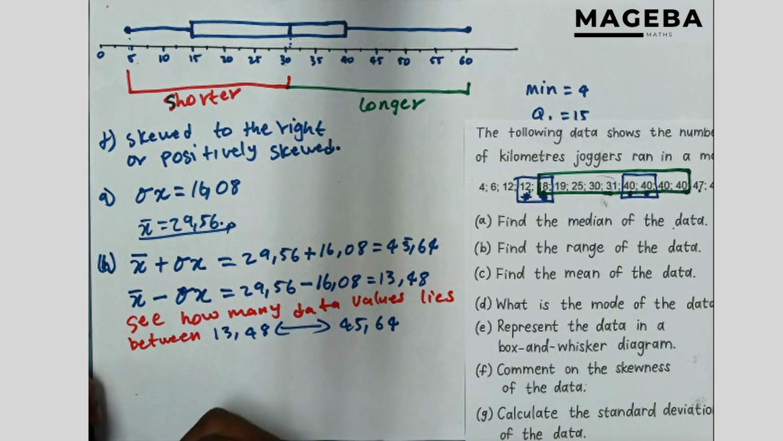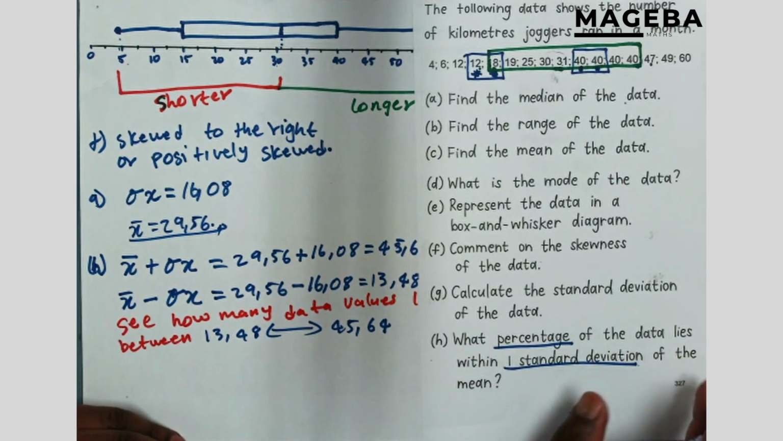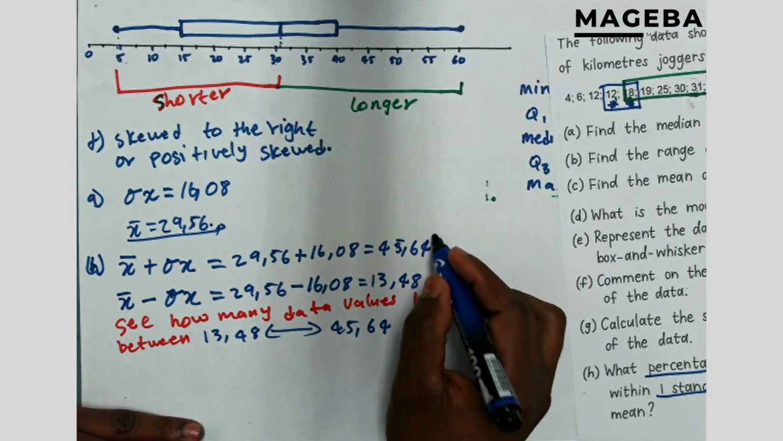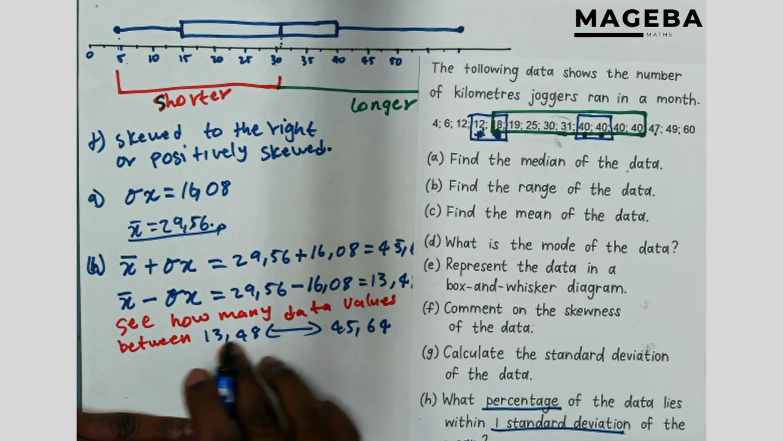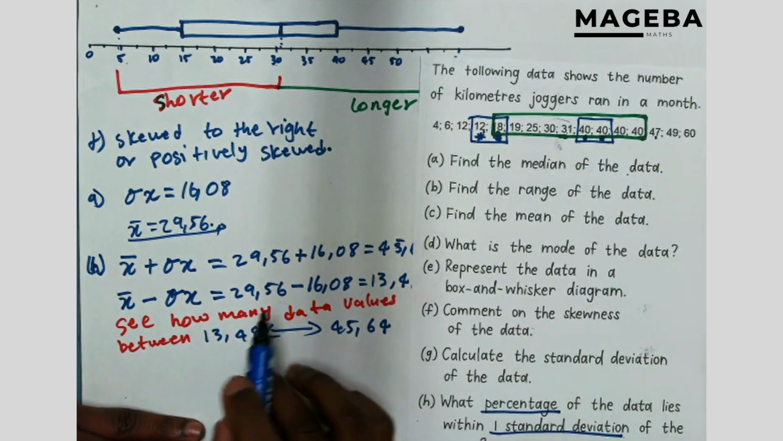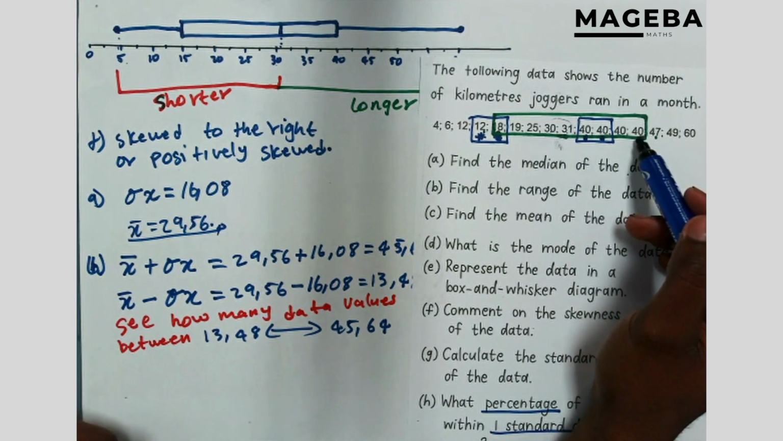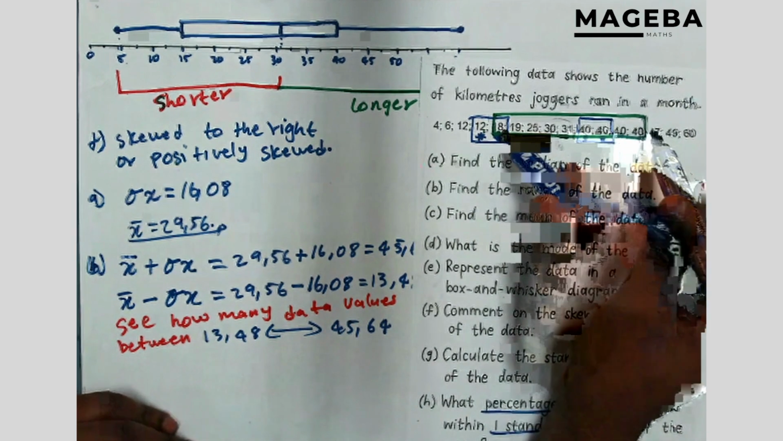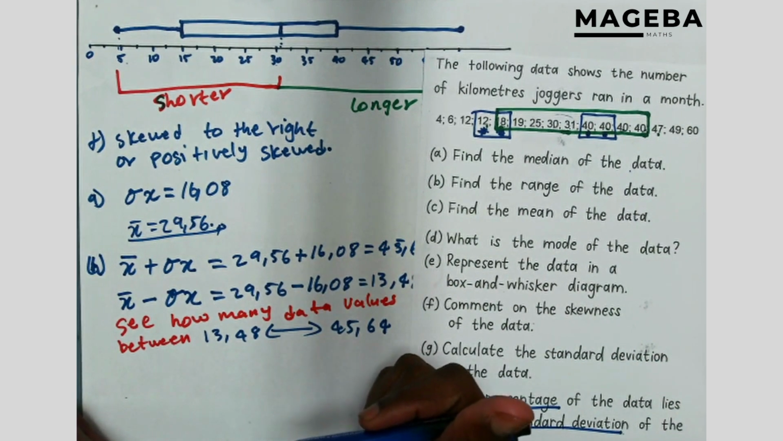Remember, we are looking for a percentage. Our question here is: what is the percentage of data that lies within one standard deviation? The data that lies within one standard deviation, you've already found, is this one. We went to our data and looked for the values that lie between these two, which is from 18 to 40. So how many are those numbers? Nine, if you count: 5, 6, 7, 8, 9. We have 9 values out of the 16, because we have 16 values.